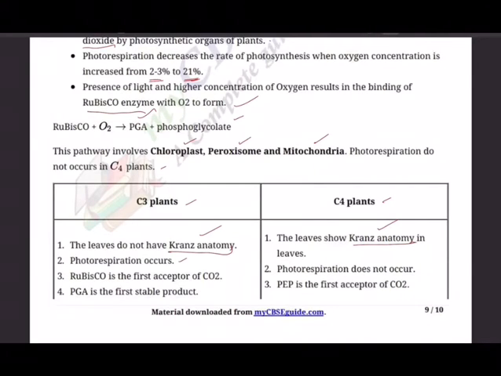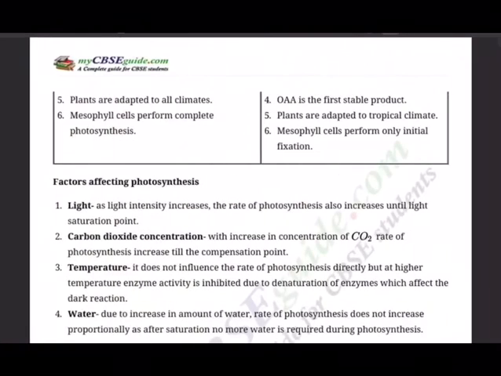Photorespiration occurs here. PGA will be formed. Rubisco will be there. Here, it does not occur. Photorespiration does not occur. PGA is the first stable product, and here PEP, phosphoenol pyruvate, is the first acceptor of CO2. And C3 plants are adapted to all climates. Of course, OAA, oxaloacetic acid, is the first stable product in C4, and C4 plants are adapted to tropical climate.